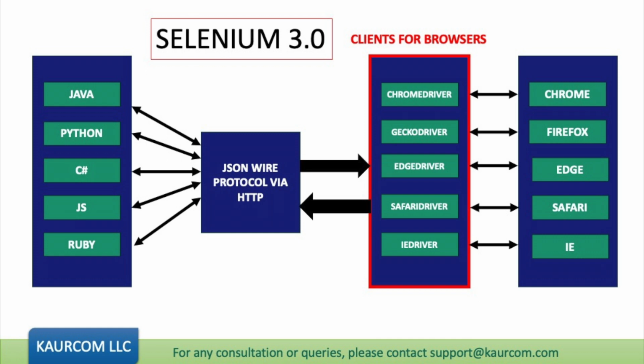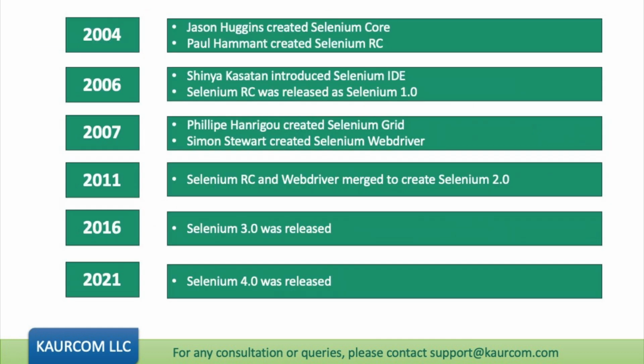Therefore, with Selenium WebDriver 3, the JSON wire protocol is used as a mediator to encode and decode the requests and responses made by client and server respectively. Selenium 3 was working, but it was lacking standardization, which ultimately led to flaky tests and slower test execution. Then in 2021, Selenium 4 was introduced.